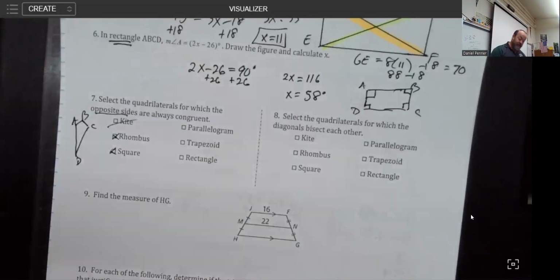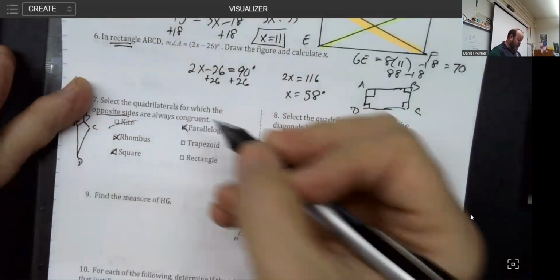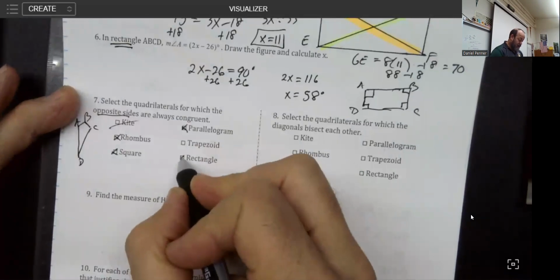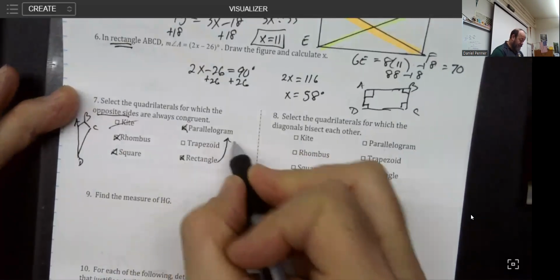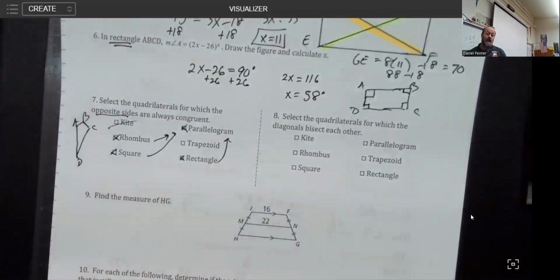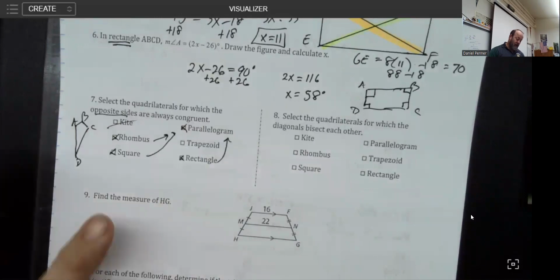Now, as it turns out, that's a fact that we learned for parallelograms, and therefore, one thing you want to remember is that a rectangle is a special parallelogram. A square is, so is a rhombus. All of those things are parallelograms. So if it's true for parallelograms, it must be true for all of those values. Now, for number 8, that's a little harder.